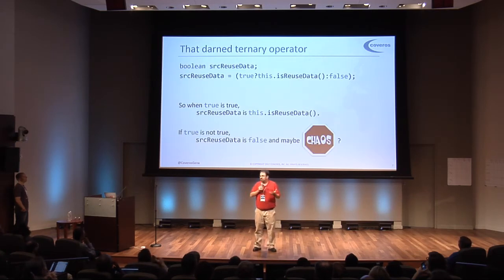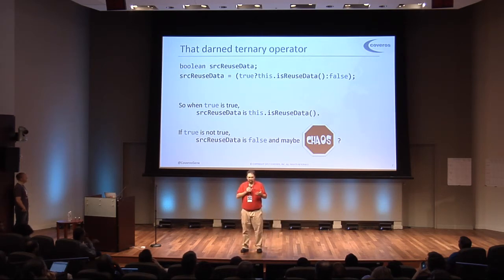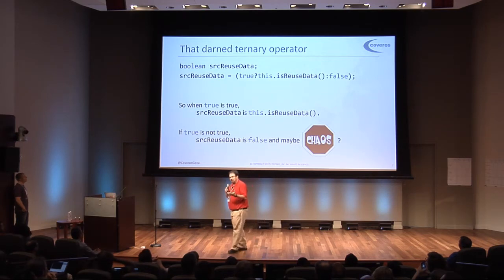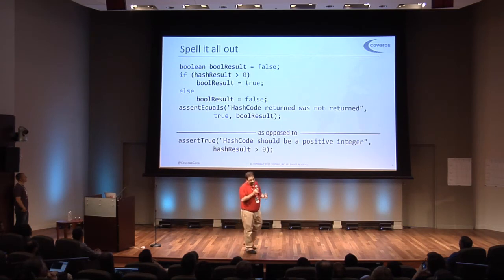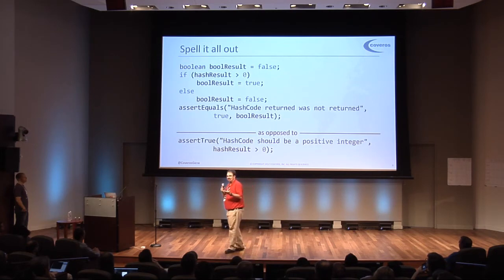Some languages give you constructs to make your code more concise. This gem sets a variable to a function value if true is equal to true. Otherwise, it sets it to false, and apparently ushers in chaos. But sometimes you want to be more explicit rather than concise. So with complex things like Booleans, sometimes you spell it all out, and you want to be really clear, including being clear that hash code returned what was not returned, apparently.